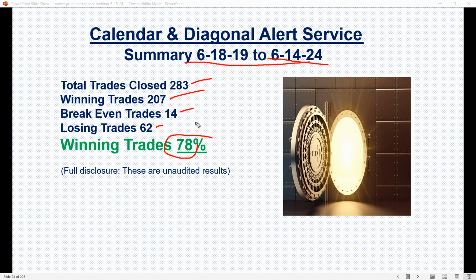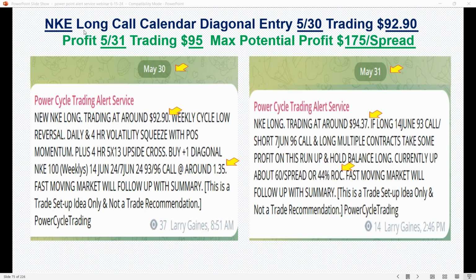Some members will stay in these trades a month, two, three, four months, and so we can just roll these kinds of spreads. So they're really cool. Here's one we did not too long ago. This was on Nike, and it was a really nice, what we call a cycle low reversal. So, new Nike long, trading at 92.90.